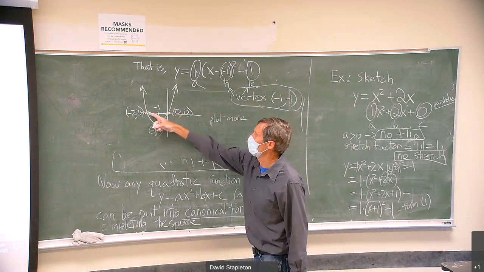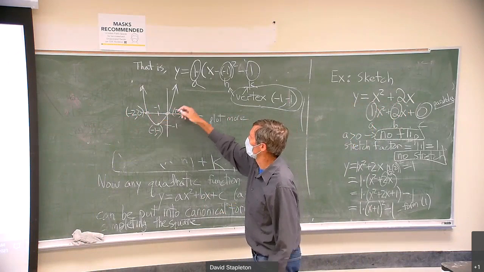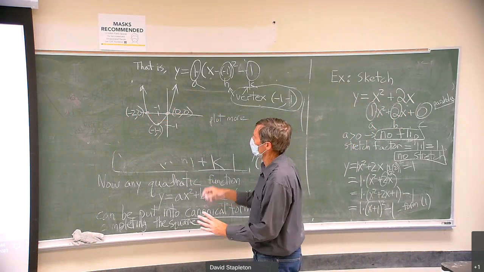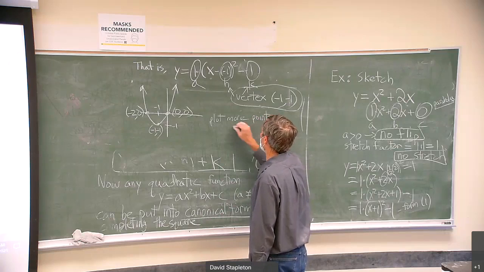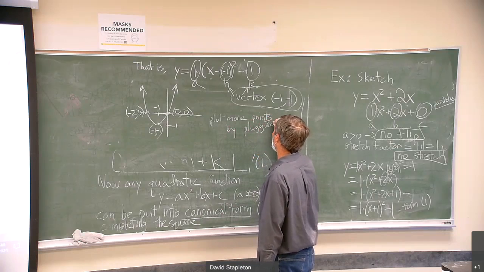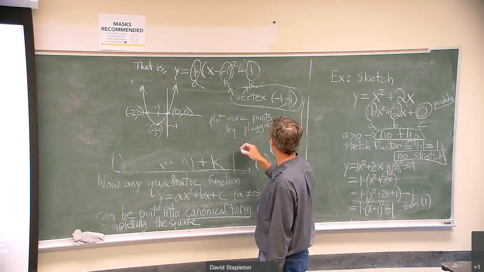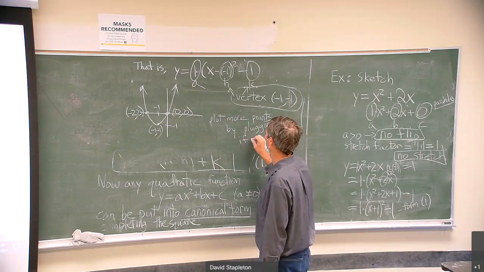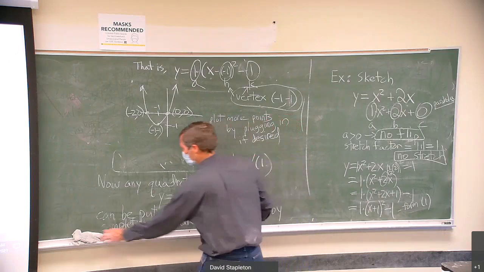But the basic 3 points, 0, 0, minus 1, 1, and 1, 1, all went to these 3 points by shifting down and over, doing no flip and no stretch. So plot more points by plugging in if desired. Not bad to put a couple of them in like I did, make sure you didn't make a mistake too. There's how to plot any parabola, right?